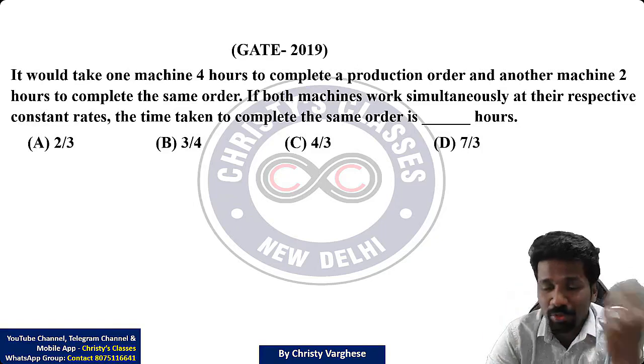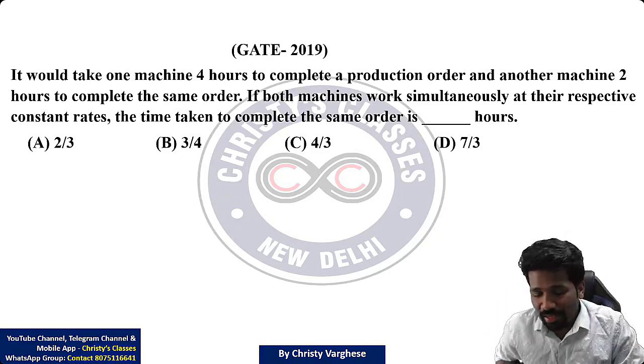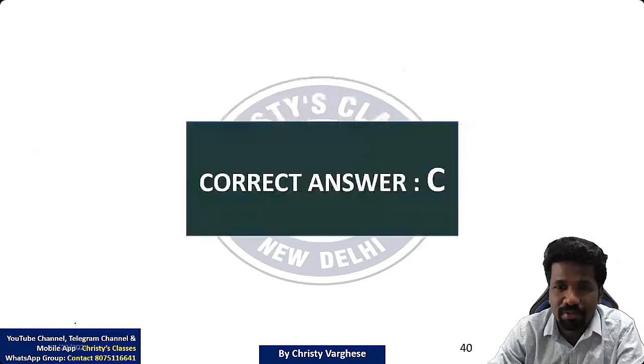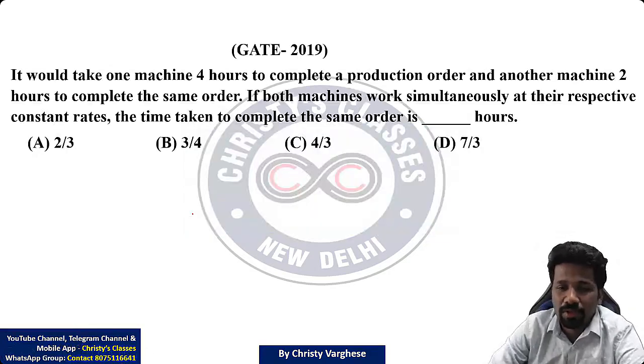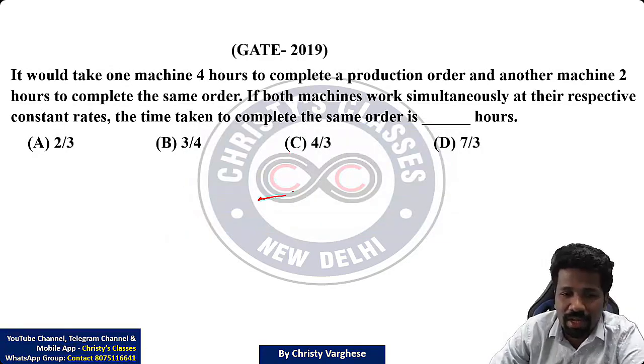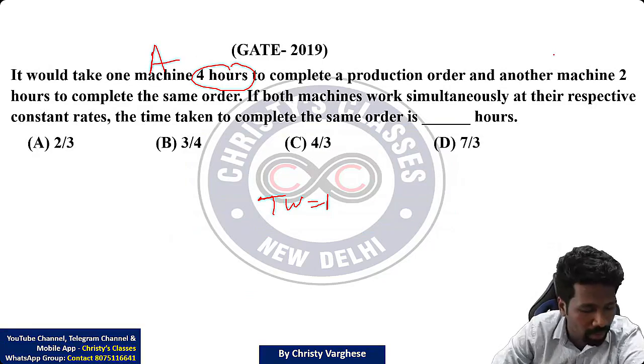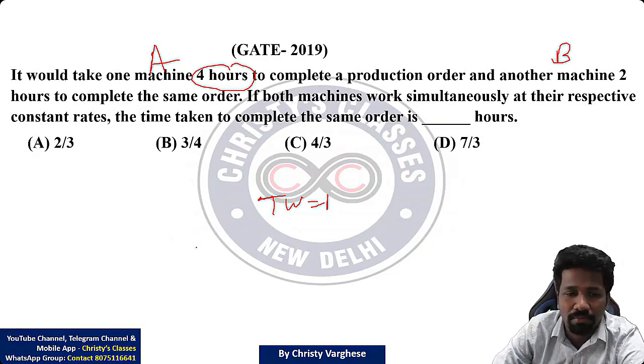Same as the previous two questions we discussed, and I'm trying to create the same analogy so that you can relate to the pizza example better. So to apply the unitary method, how to do it? Assume total work as 1, meaning 1 whole pizza is to be eaten. So in 4 hours, the first machine, which I'm calling A, can eat the whole pizza, and the second machine is B.